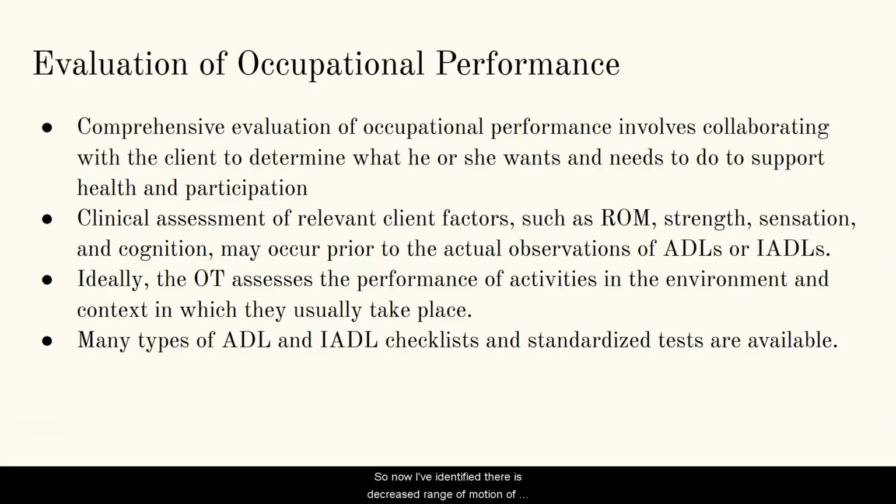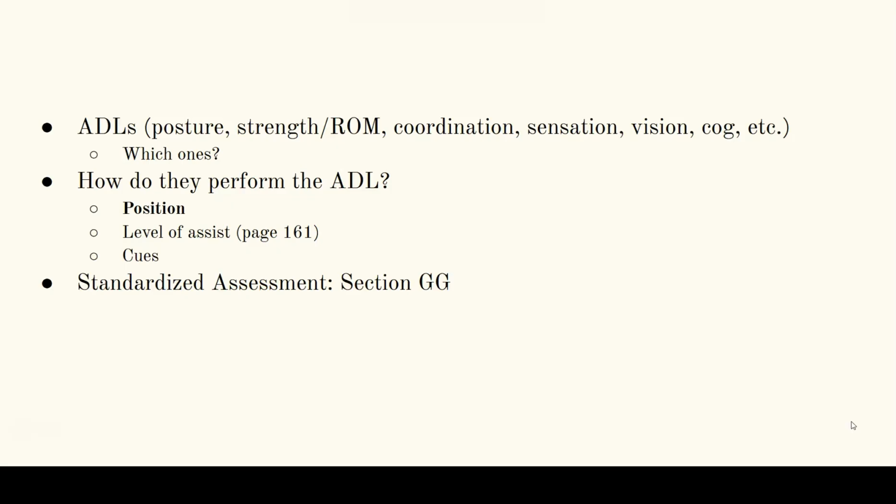So now I've identified there is decreased range of motion of the right shoulder, there's decreased muscle power, joint mobility, joint stability, and now I'm going to do that more bottom-up approach where I'm really going to dive in and find out why there is this barrier with occupational performance. There's lots and lots of checklists and standardized assessments to also help you with the evaluation of occupational performance.